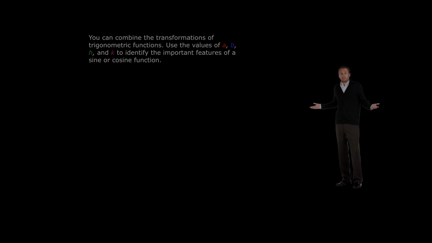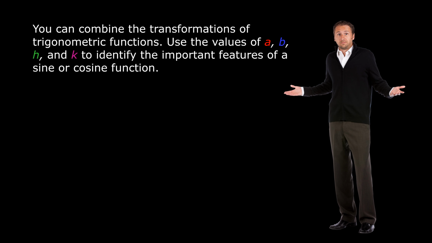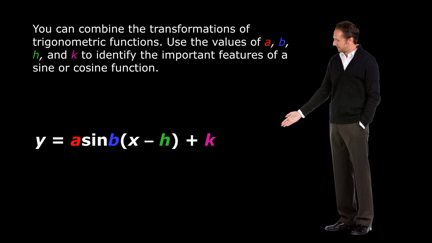Okay, so you can combine the transformations of trigonometric functions. Use the values of a, b, h, and k to identify the important features of the sine and cosine functions. So this is the general formula for sine x: y equals a sine b of (x minus h) plus k. Now, a is the amplitude, b is for the period, h is for the phase shift, and k is for the vertical shift.